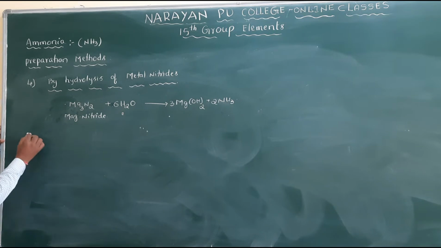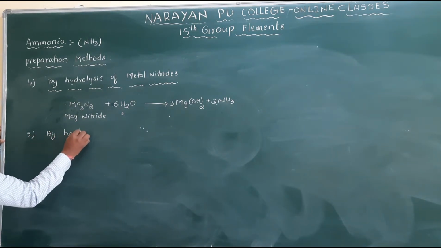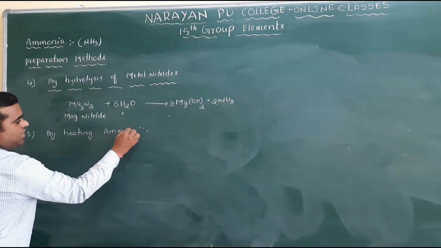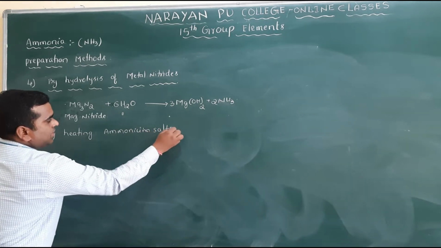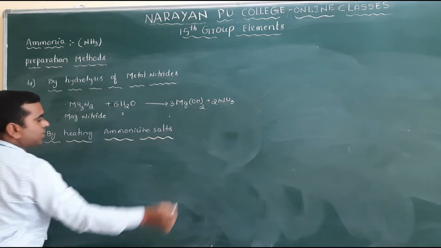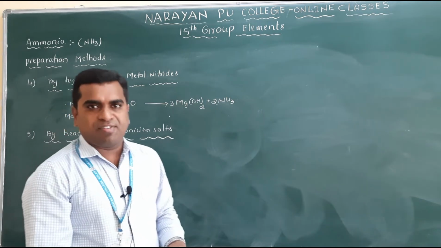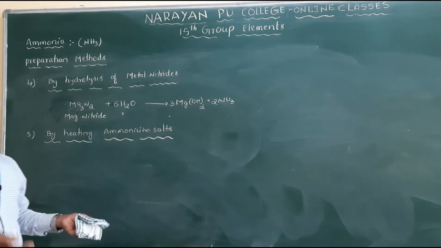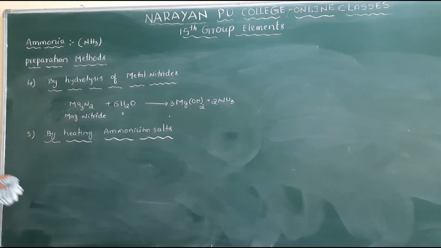And the next method, clear? By heating ammonium salts. So this is another method. Ammonium salts means take ammonium salts. You can take ammonium sulfate, ammonium dihydrogen phosphate, and if you heat those salts, then ammonia gas will automatically be liberated. See the example here.